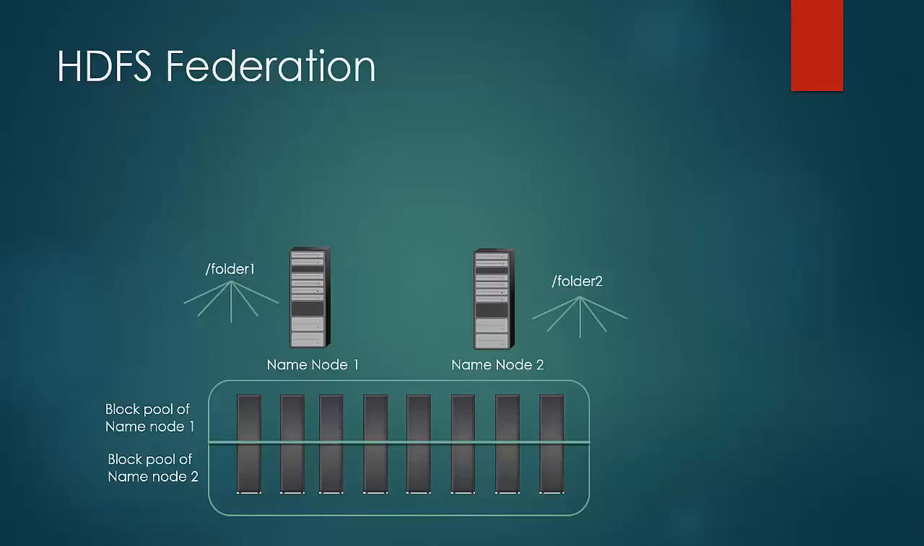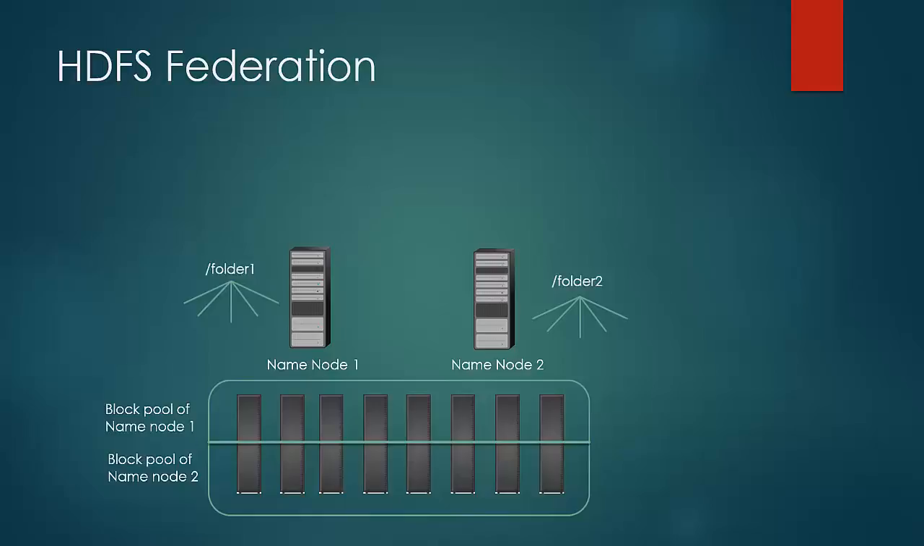It is to be observed that the same data node can be associated with different name nodes at the same time, and the failure of one name node won't affect the other name node. For example, if name node 2 goes down, the files in folder 1 would still be accessible.